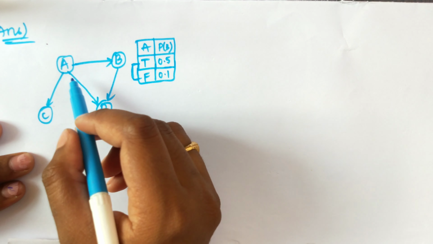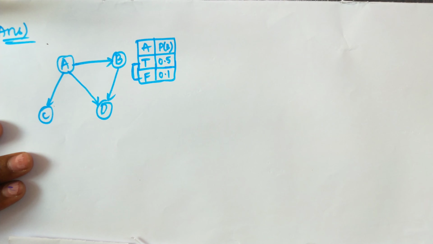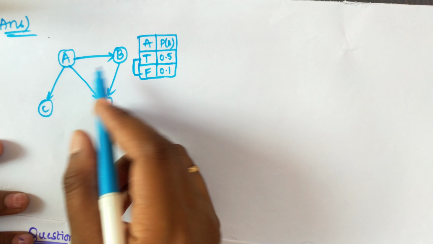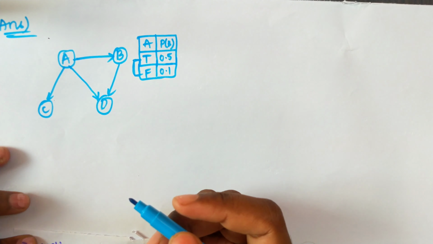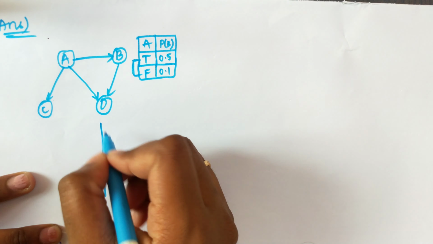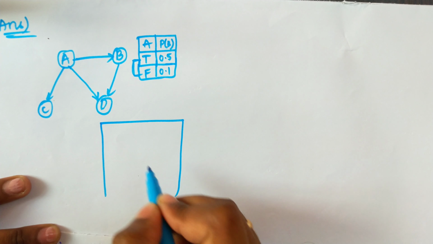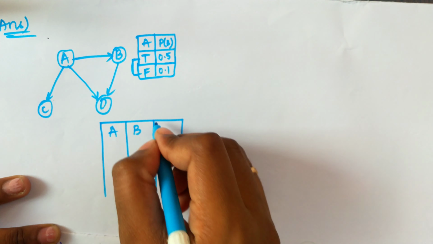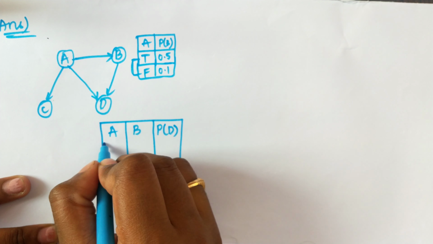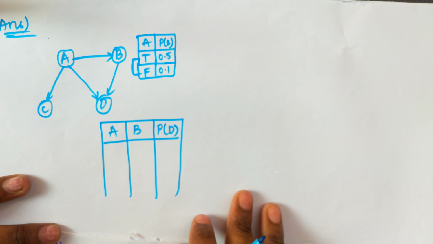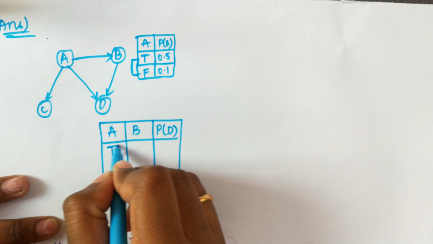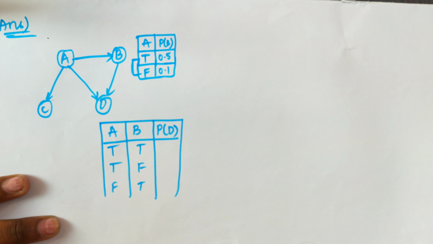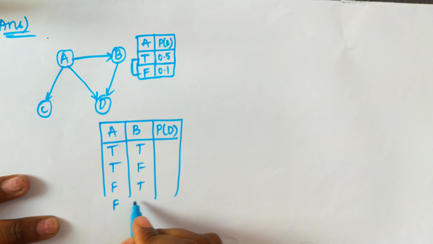So here D is dependent on both variables A and B, right? D is dependent on 2 nodes, those are A and B. So let us draw a table for D. D is dependent on 2 variables A, B. So for 2 variables there must be 4 conditions. Those are true true, true false, false true and false false.